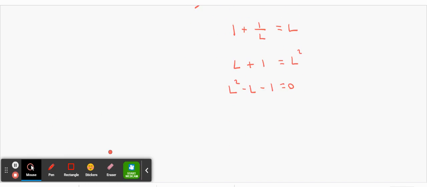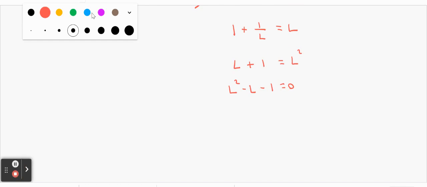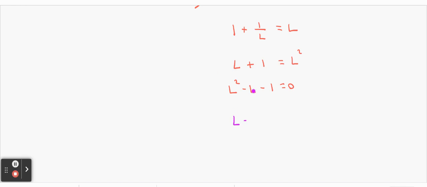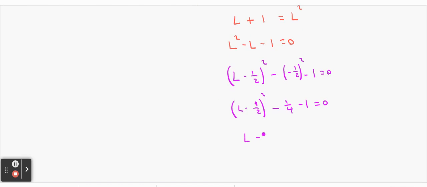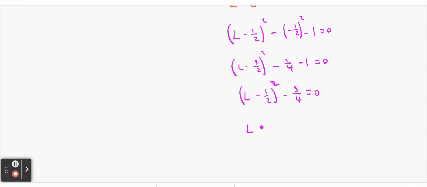I'm going to solve this by completing the square because I like things complete. So let's go L minus half the coefficient of this, which is a half. Square that. Take away minus a half squared, minus 1 equals 0. I've got L minus a half all squared. And that is equal to, well, not even equal to, take away minus a half squared, which is a quarter, take away 1, which equals 0. And then I have L minus a half squared, minus a quarter minus 1 is minus 5 over 4, and that's equal to 0. And then I have L minus a half squared, which equals 5 over 4.